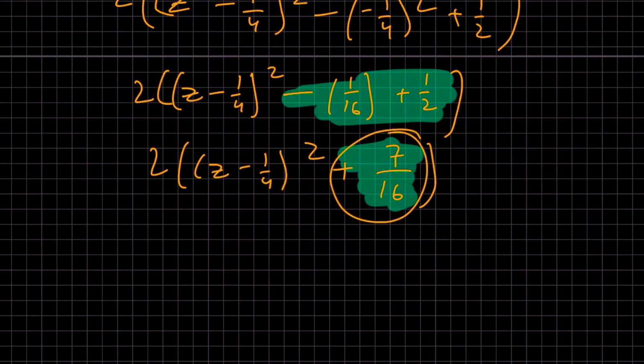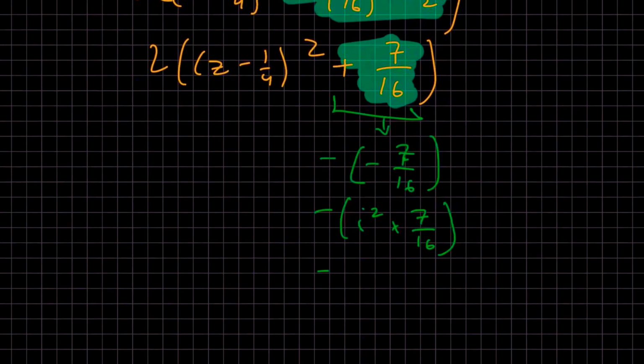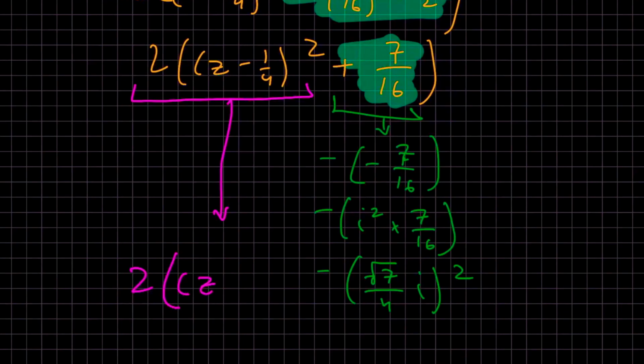Again, using the same logic that we used before, this part of the equation can be rewritten as minus negative 7 over 16. And we know that our negative 1 over here can be written as i squared times 7 over 16. And if we were to write this a bit clearer, it can also be written as the square root of 7 over 4 times i, all squared. So I'll bring the rest of this equation down as well. So this would become 2 times z minus 1 over 4 squared minus brackets square root of 7 over 4 i all squared.